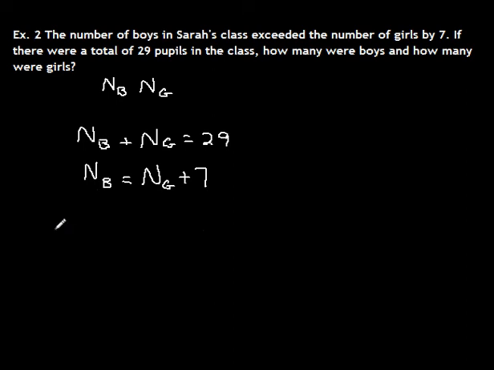So again, we just do substitution. Number of girls, I'm not sure what's different about this one than the other ones. Number of girls plus 7 plus the number of girls equals 29. 2 times the number of girls equals 21.